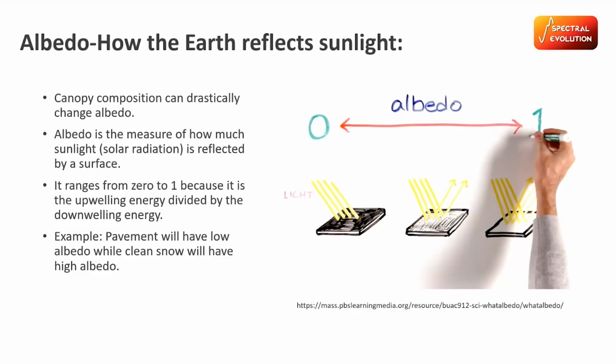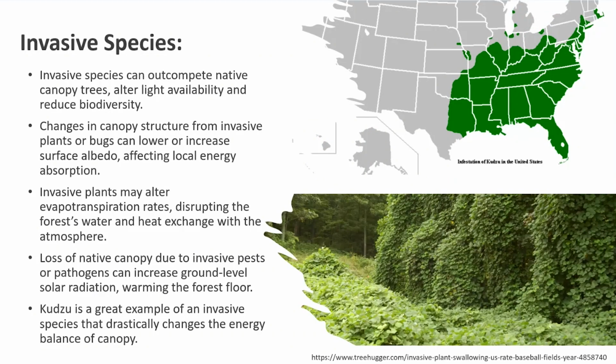understanding that. So another thing that can drastically change the canopy is invasive species. They can outcompete native canopy trees, alter light availability, and reduce biodiversity. So the changes in the canopy from invasive plants or bugs can lower or increase surface albedo, affect the local energy, and it may change what plants actually can live in that ecosystem anymore. So it'll change evapotranspiration rates, disrupt water or heat exchange, and then you lose the native canopy sometimes, depending on the invasive species.